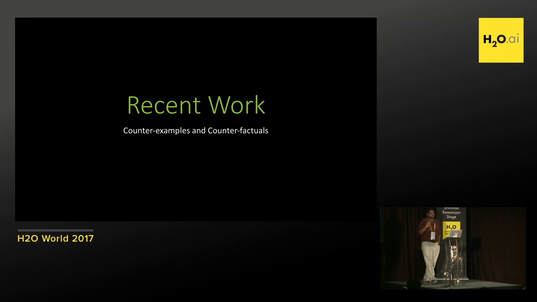So that's just an example of how we can use LIME explanations. I do want to cover some of the more recent work we have done, trying to extend and address some of the flaws we found with LIME. It's going to be work on trying to use counterfactuals and counterexamples as a way to explain.